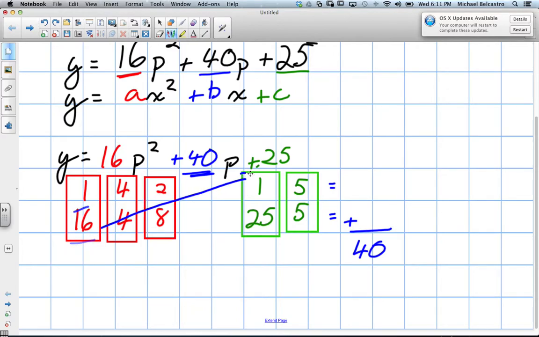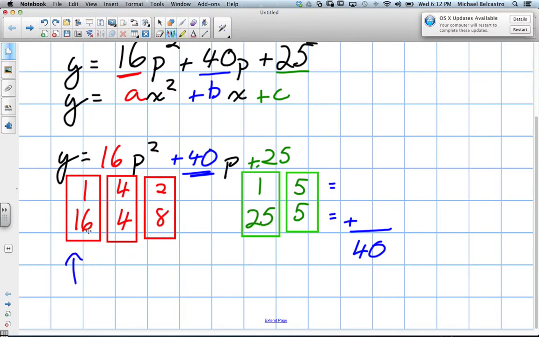Okay, but we should work across also. Let's try 16 times 1 and 1 times 25. 16 times 1 gives us 16, and 1 times 25 gives us 25. 16 and 25, can I add or subtract those to get 40? No. So we know that these two columns together didn't work. We're going to repeat this process until we find a pairing.